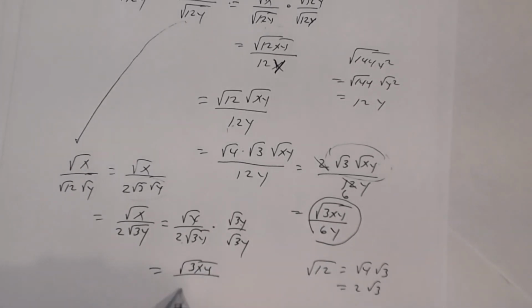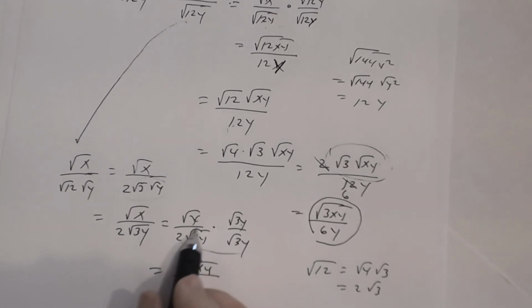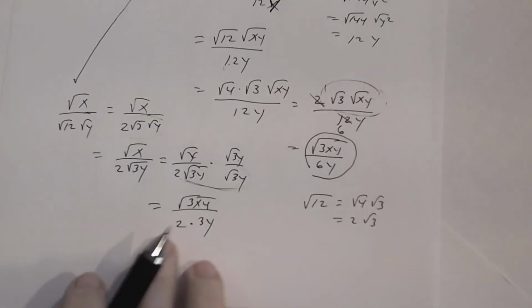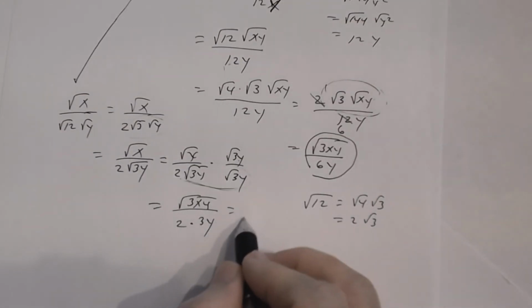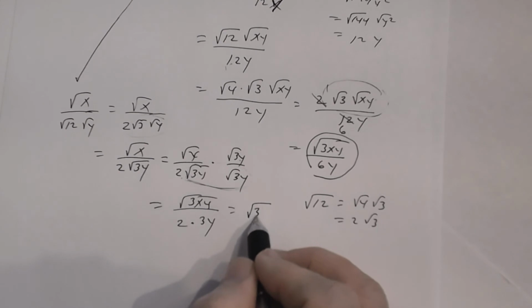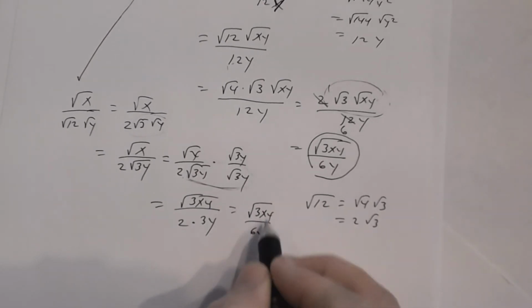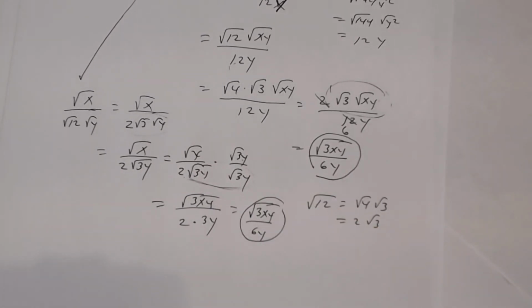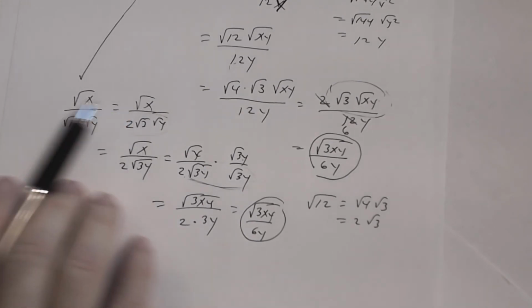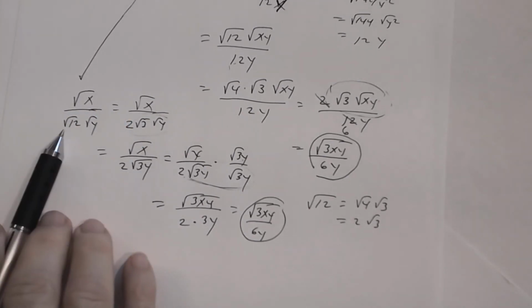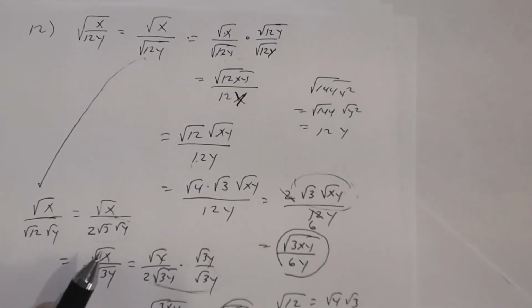Divided by 2. Now I'm going to ask you, what is the square root of 3y times the square root of 3y? It's just 3y. And now what's 2 times 3y? It's 6y. So I get the square root of 3xy divided by 6y. And that's the answer. That's what we got here. So see, it's a little bit easier. It's a little bit easier to simplify first rather than having to deal with all that at the end.